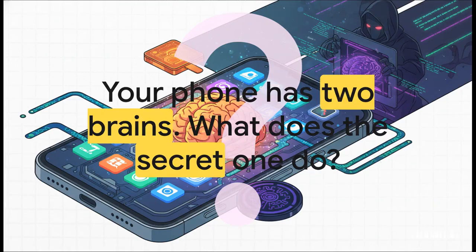So let me ask you something. You know your phone has a brain, right? The processor that runs all your apps, your games, your camera. But what if I told you it has two brains, and that the second one operates completely in the shadows, totally separate from Android? That's the one we're here to talk about.